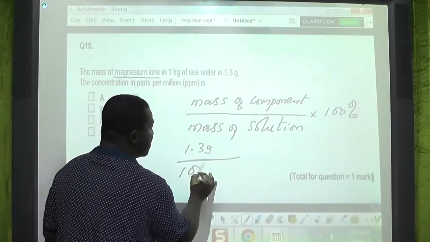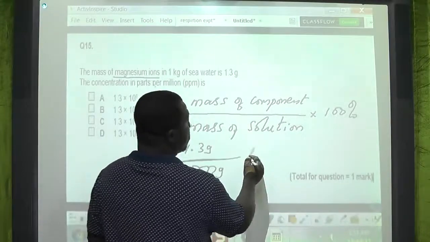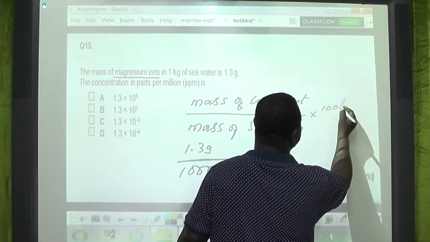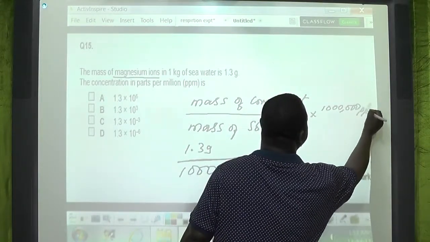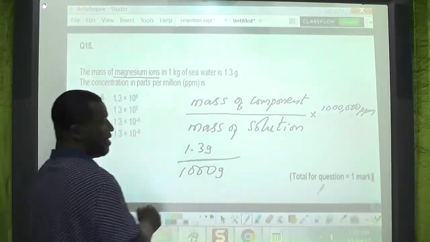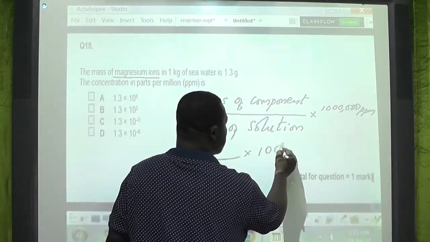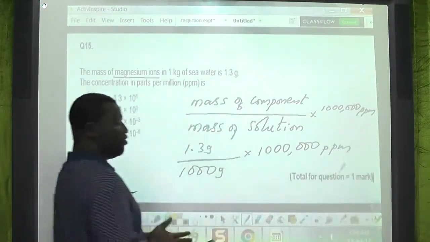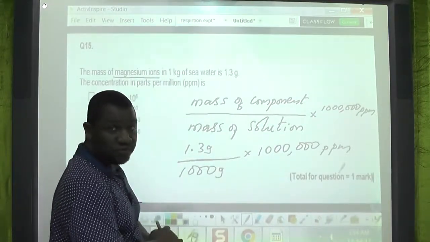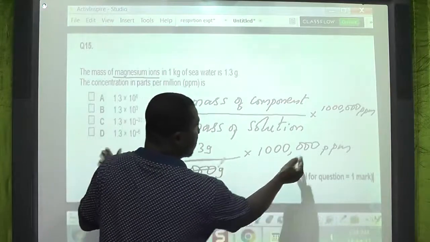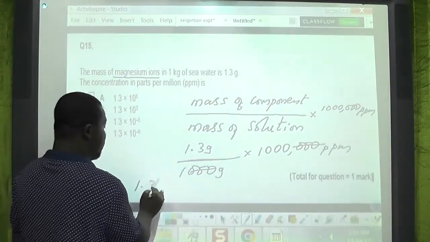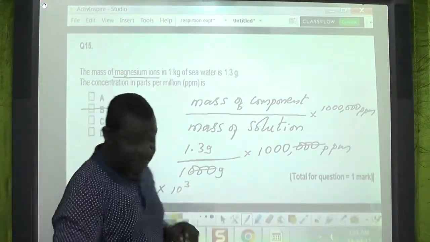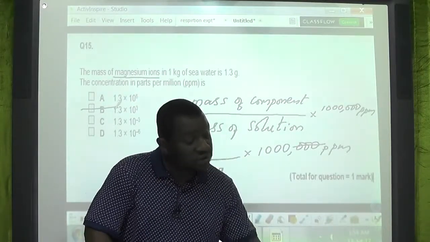So we say 1,000 grams. Okay? Multiply by part per million. Multiply by 1 million, ppm. Remember this. So to make the unit look a little bigger so that we don't have to write too much of 0.0000, we now have 1.3 multiplied by 10 raised to power 3 as our answer. That is B. That's question number 15, and I hope we got that to be 15. Okay, question number 3 is B.